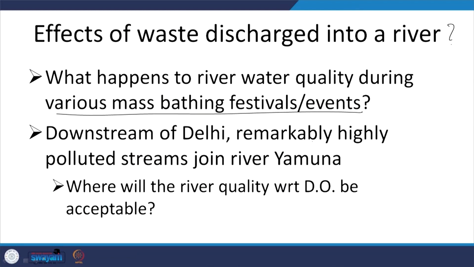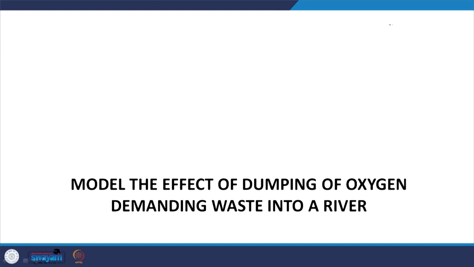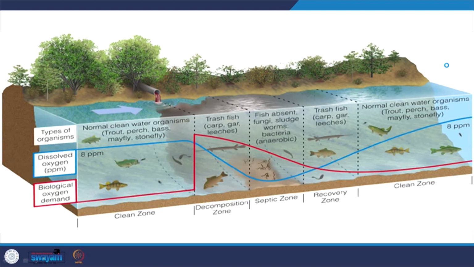So, downstream of Delhi, remarkably highly polluted streams join river Yamuna. Where will the river quality be acceptable with respect to DO? Two questions. Again, how will we model it? Obviously, look at this, if this is the river and this is the waste coming in, and assuming perfect mixing, understand that the concentration of the relevant compound, dissolved oxygen or BOD, is changing with X, meaning we are going to use a plug flow reactor, either with or without dispersion. So, that is the best way to look at it.